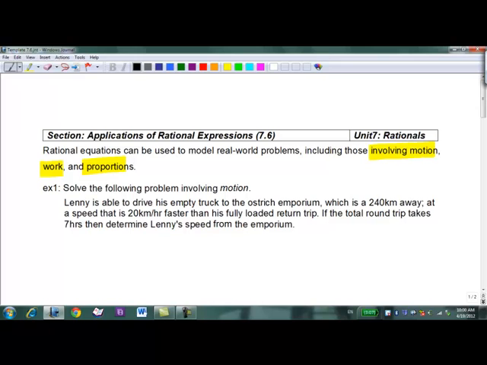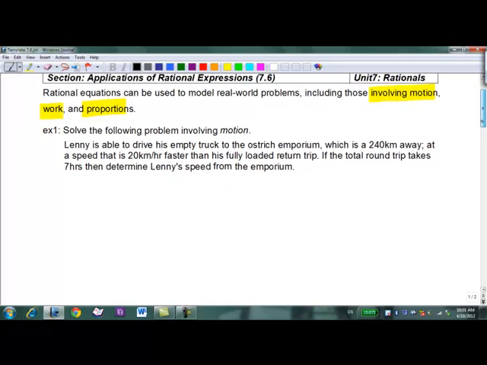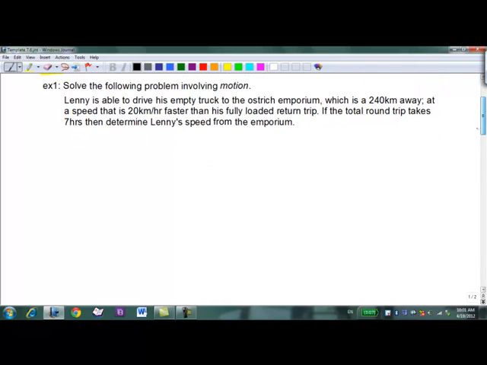So what I'm going to do is I'm going to go through these three. I'm going to set up a couple of techniques that you can go through, and hopefully you can apply these to your own questions. This is a distance, velocity, time idea again. So we have d equals vt.